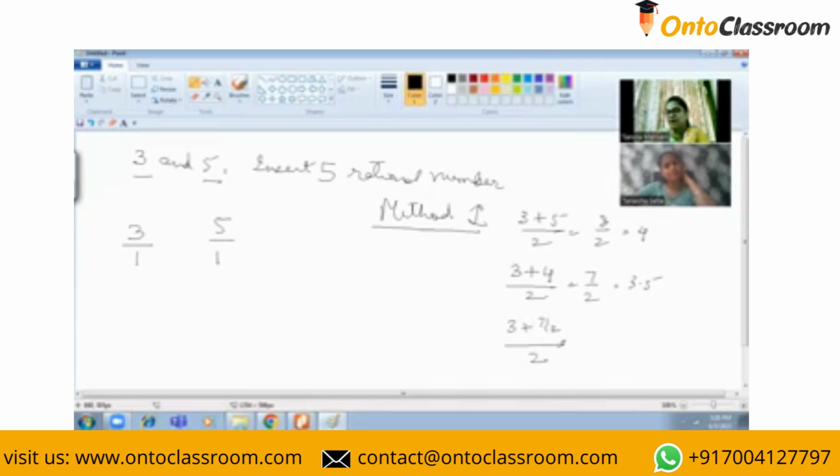So 3 plus 7 by 2. How do we solve this? Forget the denominator 2 for the time being. Just take 3 plus 7 by 2 and solve it, taking the LCM. We will find the LCM. Yes, 2 will be the LCM.